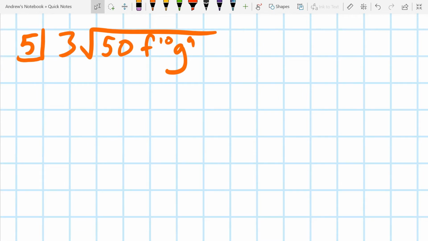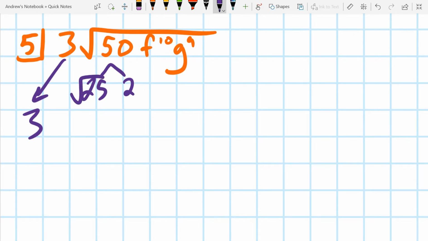About as complicated as it could get would be to have numbers on the inside, have numbers on the outside, and have variables. But what if we had two variables, two different variables? So we're going to just deal with them one piece at a time. The 3 is going to be out there. We talked about how the 3 just stays out there. The square root of 50, well, that's going to be the 25 and 2. And so the square root of 25 is 5, and so that's going on the outside. But the square root of 2 is square root of 2, so that's going to be left on the inside.